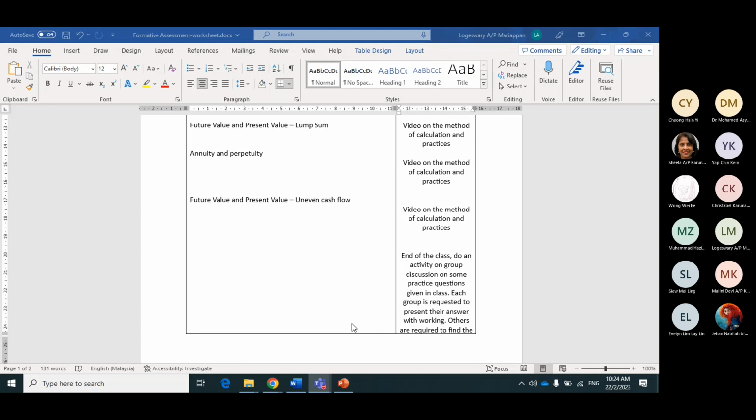And other students are required to find what careless mistake they have made. Because when we talk about calculations, there are a few careless mistakes, or some steps have been missed out. So other groups are required to do that, so that the careless mistake will not be repeated again.